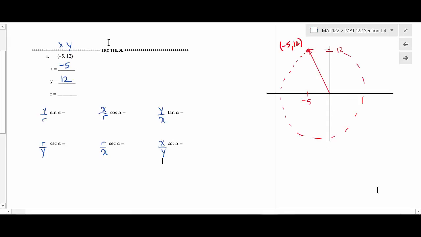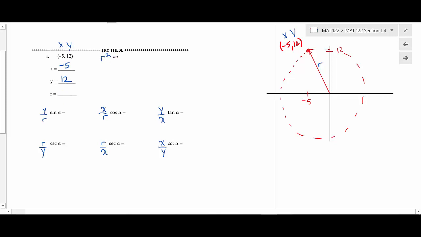Okay, so let's go ahead and check now, and let's see if we're doing the right thing. On your diagram, you just need to show that you plotted the point negative 5, 12. Again, you just estimate that's negative 5 and 12, and that's good enough. And this is your radius, okay? So in the problem, you have x is negative 5 and y is 12, so you have to do the Pythagorean theorem to find what r is.